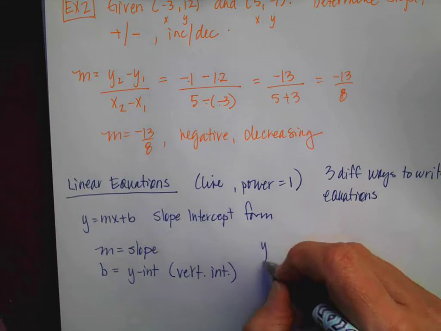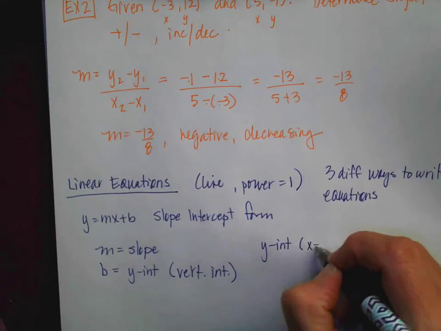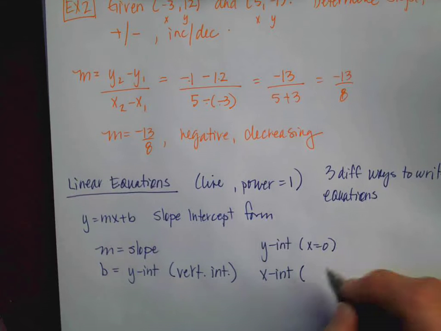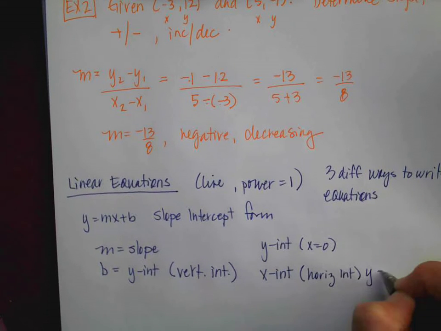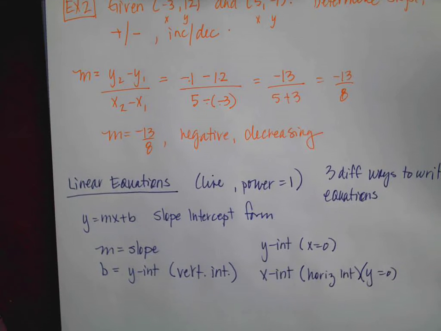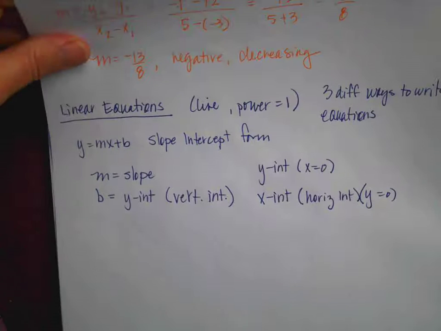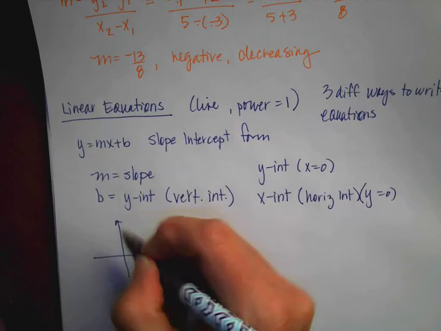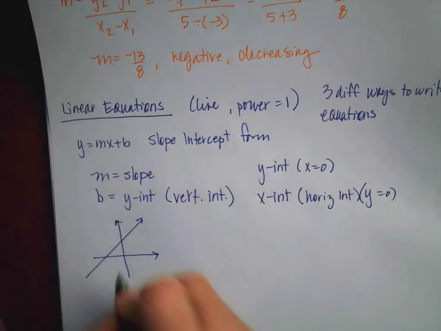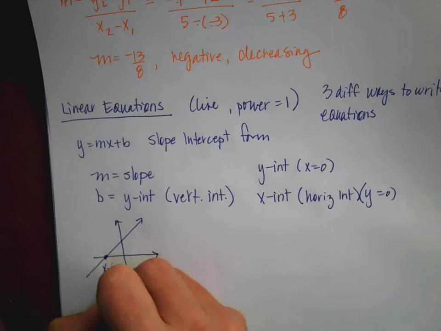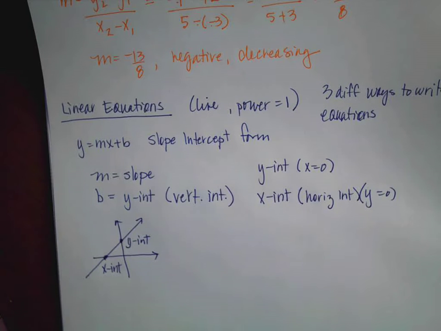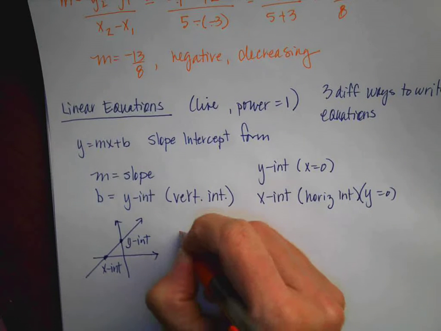Alrighty. If we need to find our y-intercept, that means that x is equal to 0. And for our x-intercept, which this particular course calls the horizontal intercept, that means that y is equal to 0. So I can do the math to find my x and y intercepts. If I have the graph of a line, just to make sure that we're all clear, and here's my cute little line, this would be the x-intercept, this would be the y-intercept.